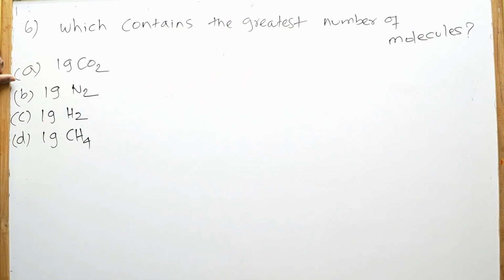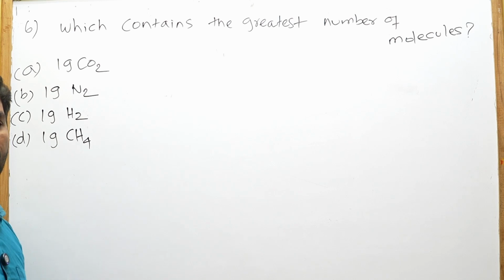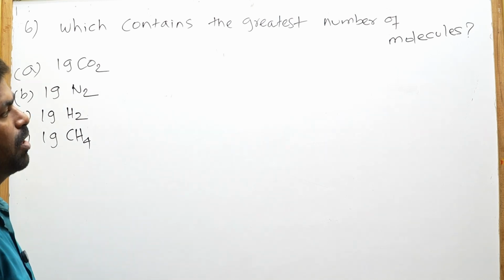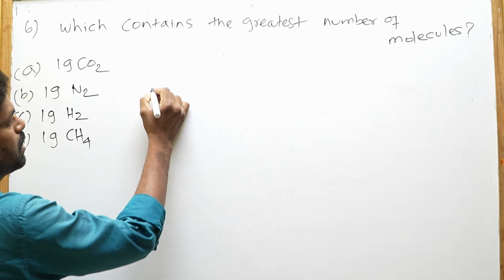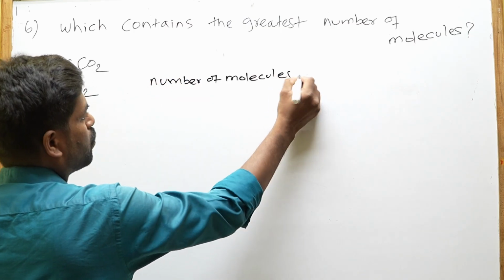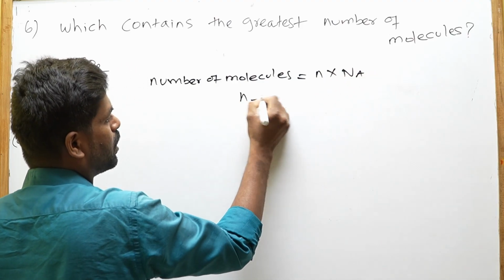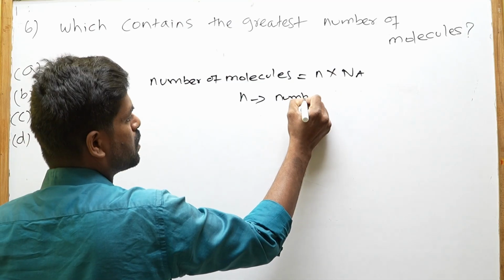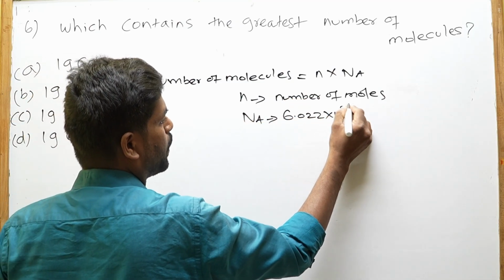Option A: 1 gram of carbon dioxide, option B: 1 gram of dinitrogen, option C: 1 gram of dihydrogen, option D: 1 gram of methane. We have to find which of these options has the greatest number of molecules. The straightforward formula is number of molecules equals number of moles times Avogadro constant. N represents number of moles and Na represents the Avogadro constant, which is 6.022 into 10 power 23.